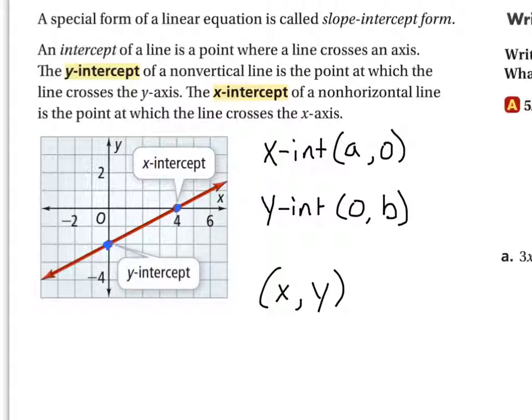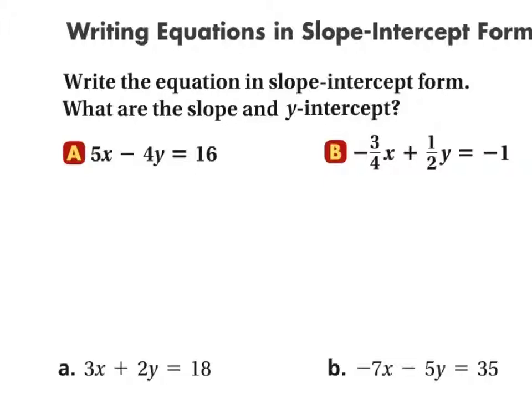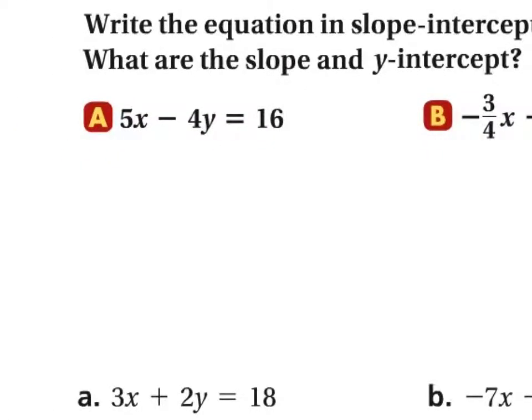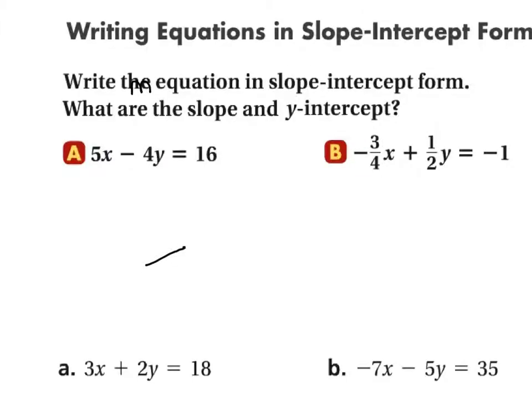All right, we talked about the x-intercept. We talked about the y-intercept. Let's go right next to those. Right next to those, we want to write this equation in slope-intercept form and then identify the slope and the y-intercept. So writing this equation in slope-intercept form means we want it written as y equals, messing stuff up here.